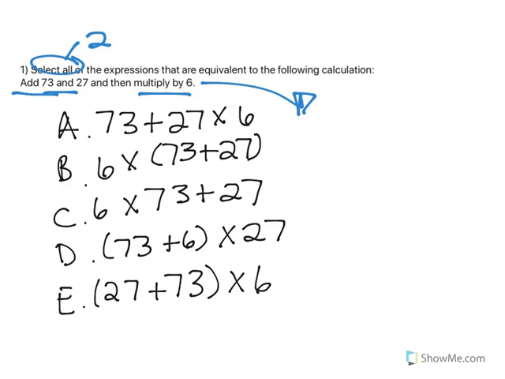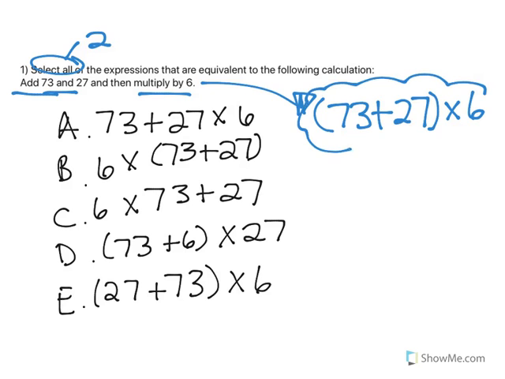So it says that I need to add 73 and 27 and then multiply by 6. This is not written correctly, so I do need to add the parentheses here as well, because it's telling me to add 73 and 27 and then multiply by 6. So I need to look through my options and figure out which two are similar.